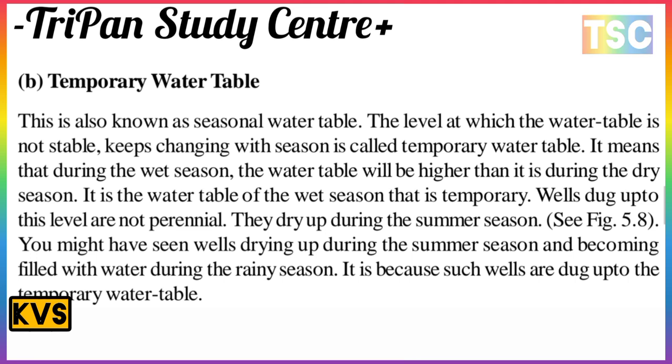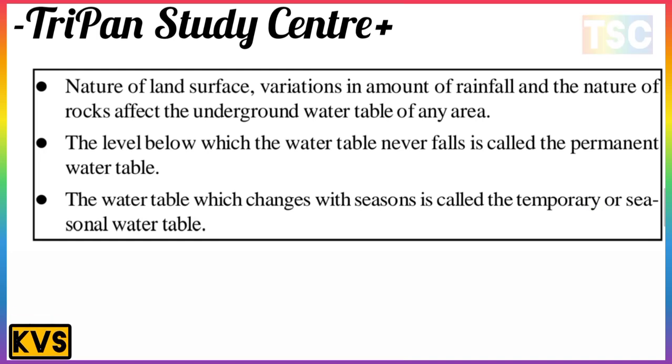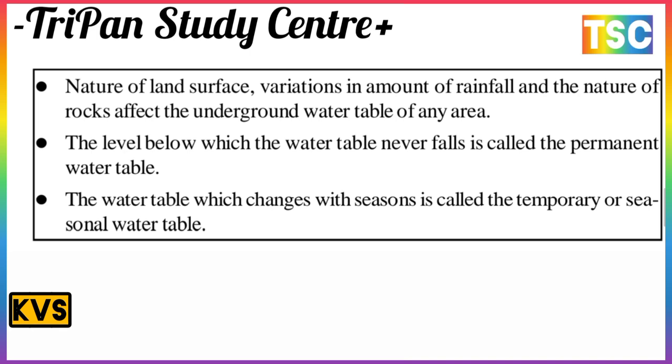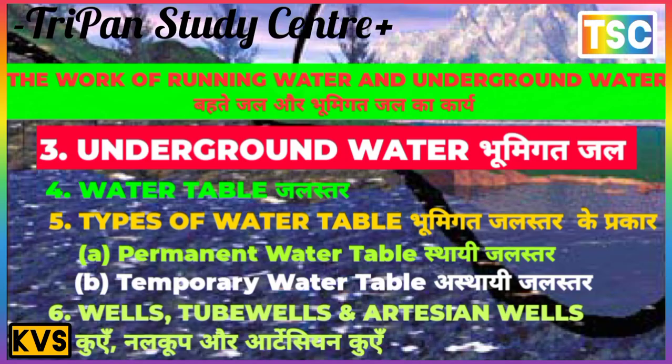It is because such wells are dug up to the temporary water table. Here is the most important point: the nature of the land surface, variation in the amount of rainfall and the nature of the rock affect the underground water table of any area. The level below which the water table never falls is called the permanent water table. And the water table which changes with the season is called the temporary or seasonal water table. The next topic is the well, tube wells and the artesian well.